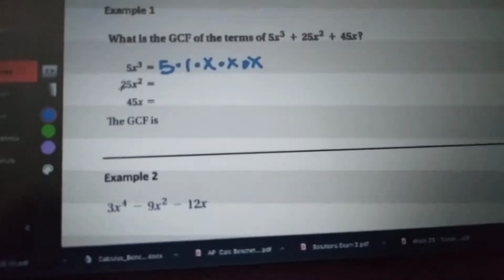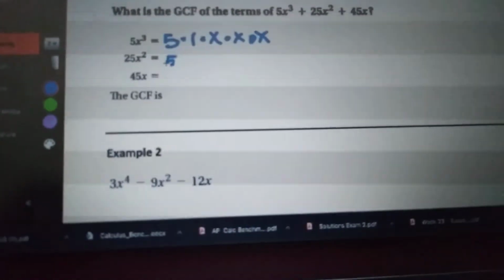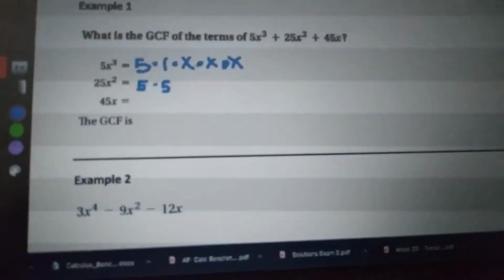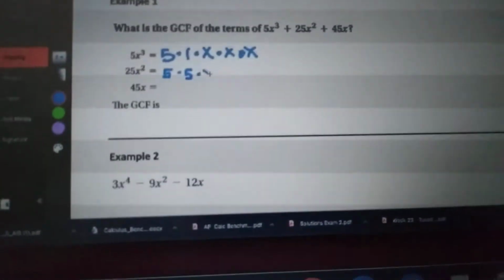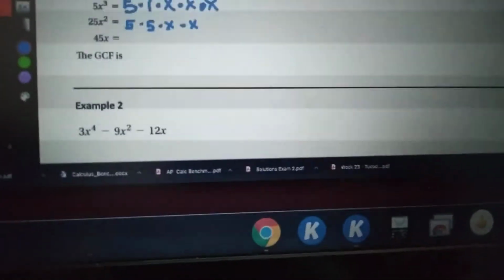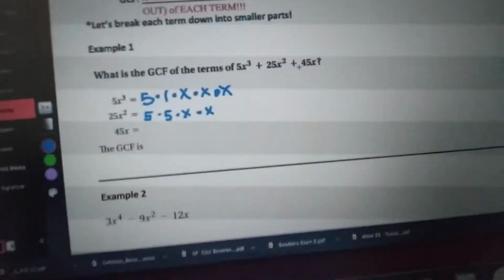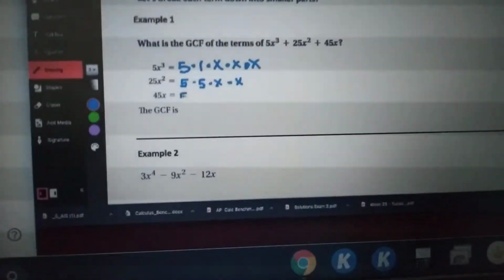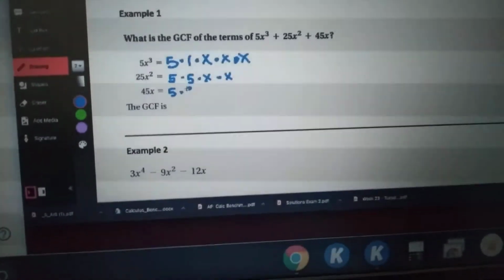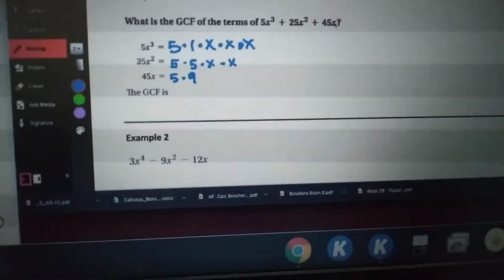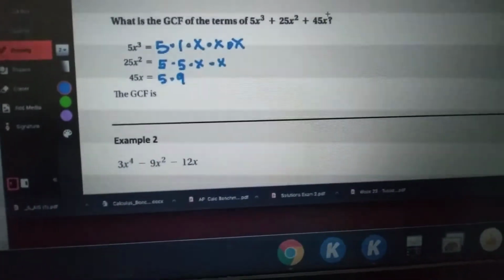Okay, so now I go 25. Well, I know 5 times 5 gives me 25. And then I look, x squared. X squared means it's times x times x. Everybody understand how I got the second term? I'm breaking down the terms. That's all I'm doing. 45. Well, I know 5 times 9 gives me 45. And then x. I don't see an exponent. I know it's 1, so that means it's times x.